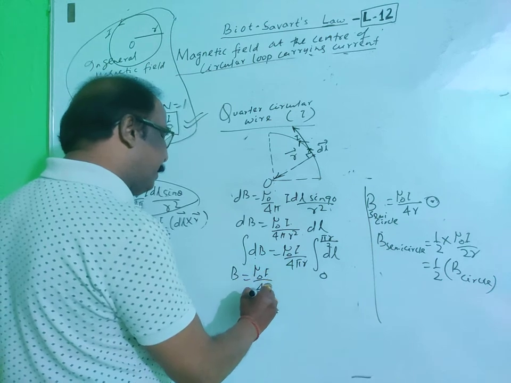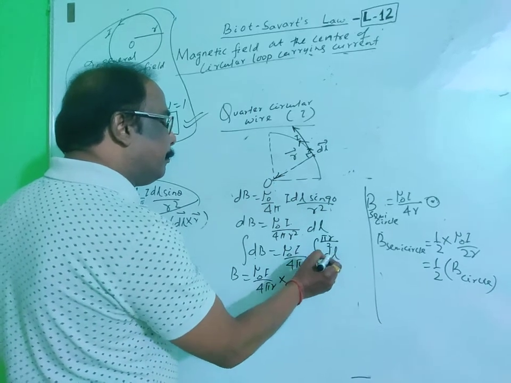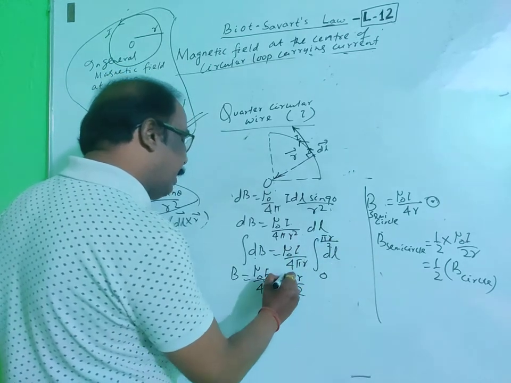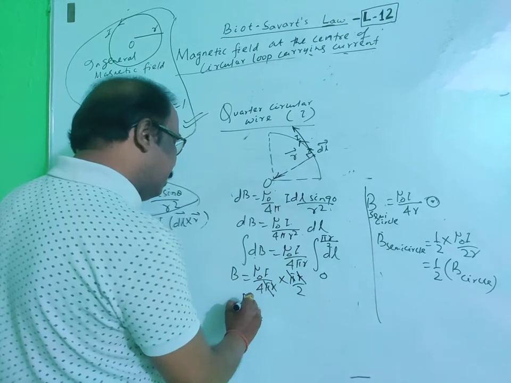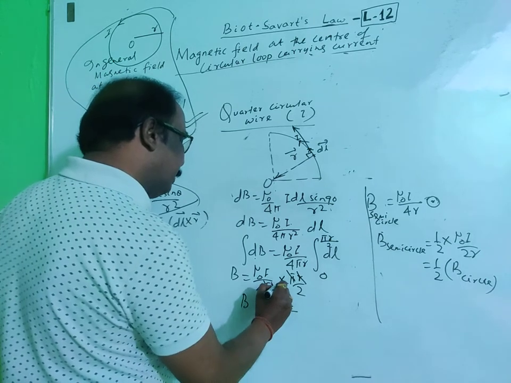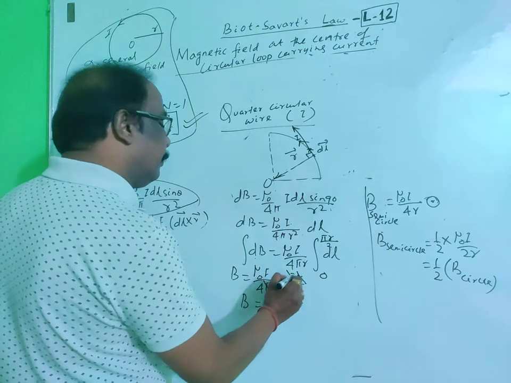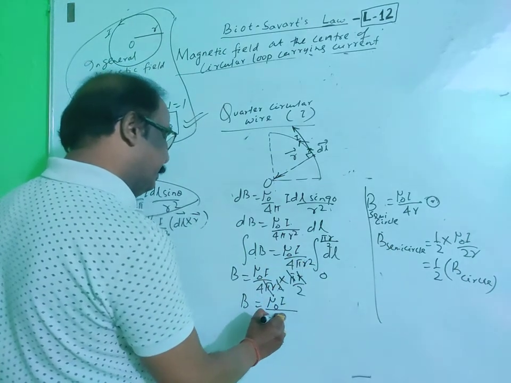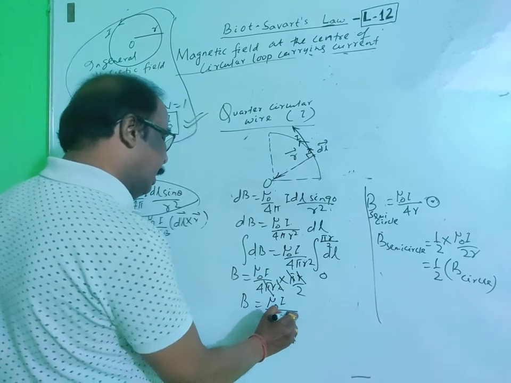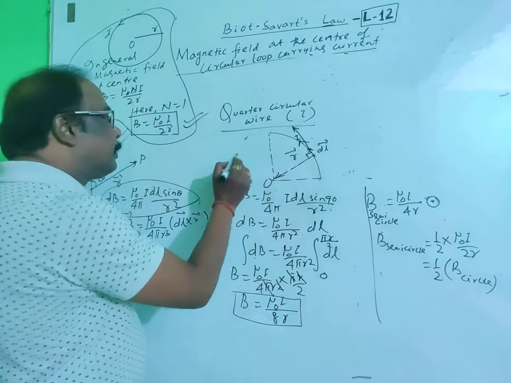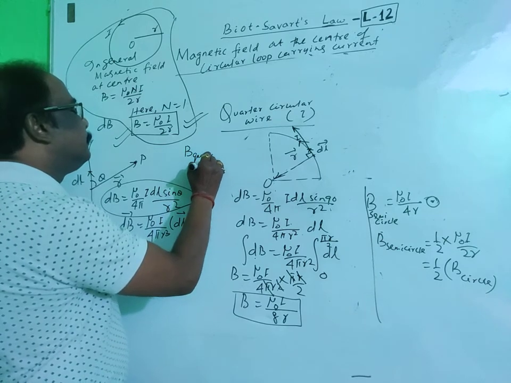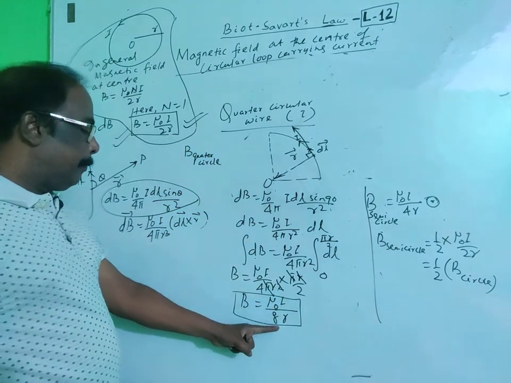Integration of dB is B, mu 0 I by 4 pi. Integration of dl is L, and in place of L we can take pi r by 2. Pi r gets cancelled, r square is cancelled, and the magnetic field is equal to mu naught I divided by 4 into 2, 8r. This is the magnetic field due to a quarter circle, mu naught I by 8r.